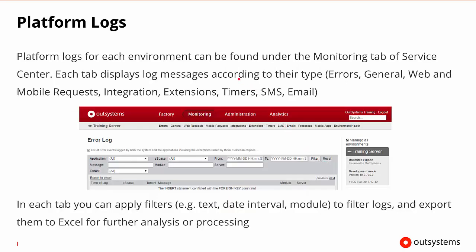Now, the platform logs for each environment will be found under Monitoring as well, and we can look for either the errors or general logs. There are many different types of logs that we have looked at inside of the logging session. In each of these tabs, we can not only get that specific information, but we can also filter that information by date, by a search string, or by module information. And one of the nice features is that at any given time we can export this information to an Excel spreadsheet and do further data analysis and processing on it outside of the system.